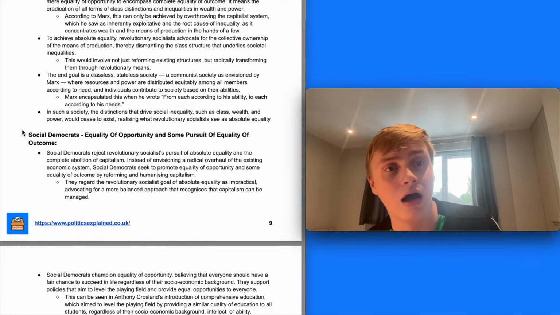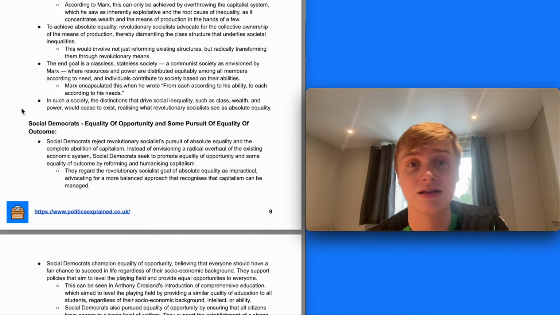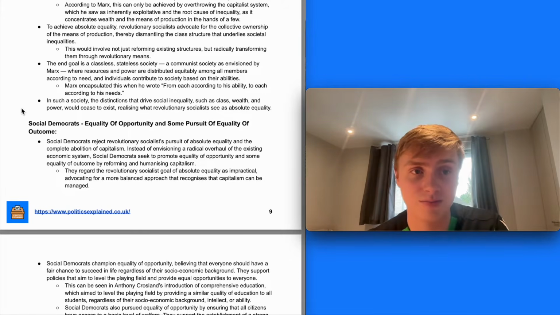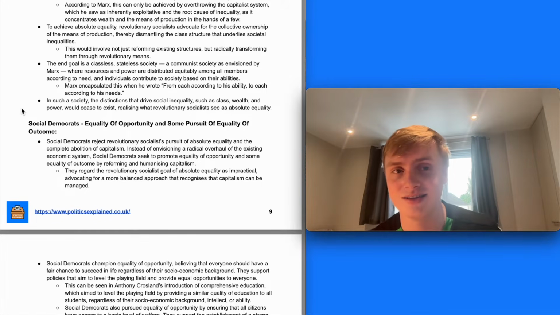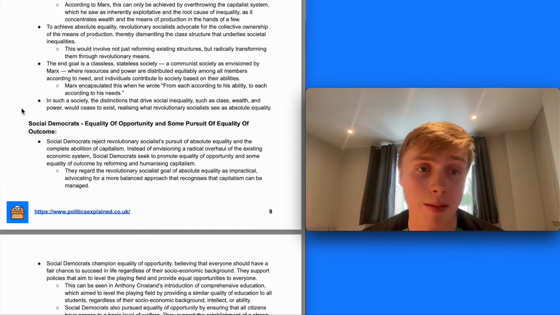So they believe that to do so, there should be complete collective ownership of the means of production, thereby dismantling the class structure that underlies societal inequalities. So this is not just reforming existing structures, but radically transforming them through revolutionary means. And the end goal is a completely classless, stateless society, a communist society, where you have absolute equality because resources and power are distributed equally between all members of society.